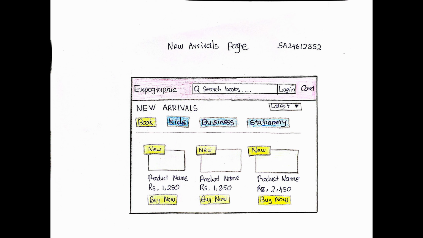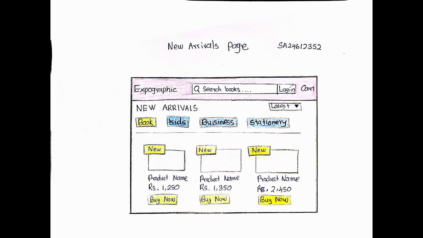One of the key improvements is the search bar. It has been simplified with clear, easy to understand text so that users can immediately know what to do without any confusion. In addition, filters and sorting options have been introduced. These features allow users to quickly narrow down their choices based on categories such as books, kids, business, and stationery. This improves navigation and saves time, especially when there are many products available.